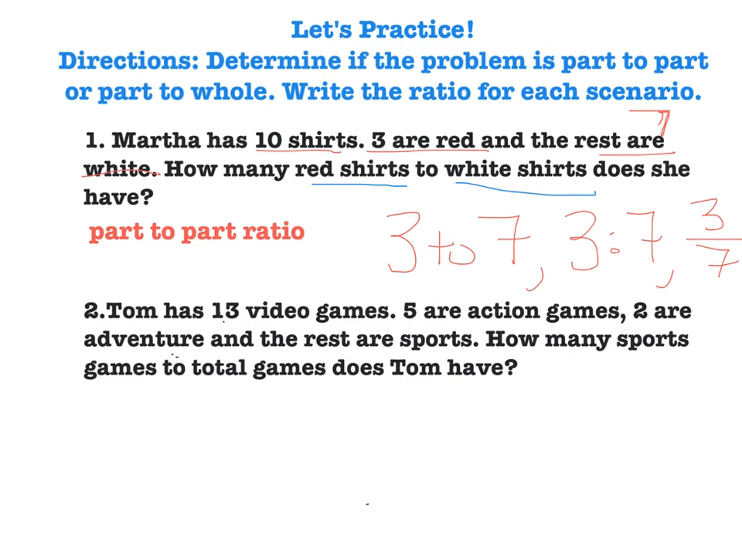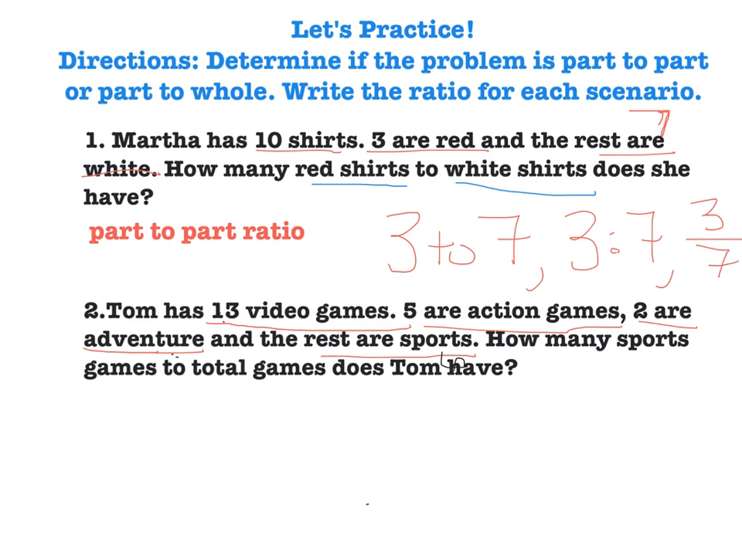Okay, the first thing you should have noticed, there were a total of 13 video games. 5 are action, 2 are adventure, and the rest are sports. So I don't know how many sports there are right now, but if I think about this, if 5 are action and 2 are adventure, that's 7. But I have a total of 13, which means that there has to be 6 sports.